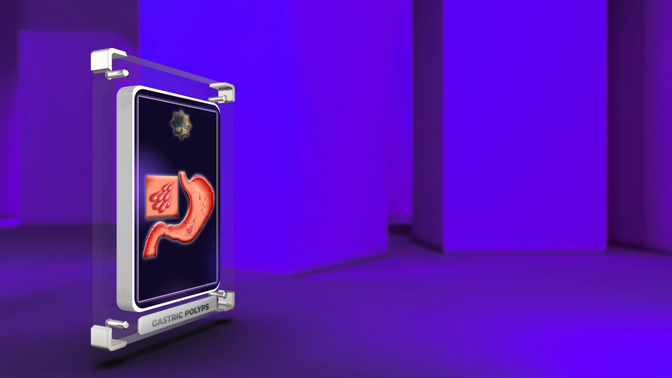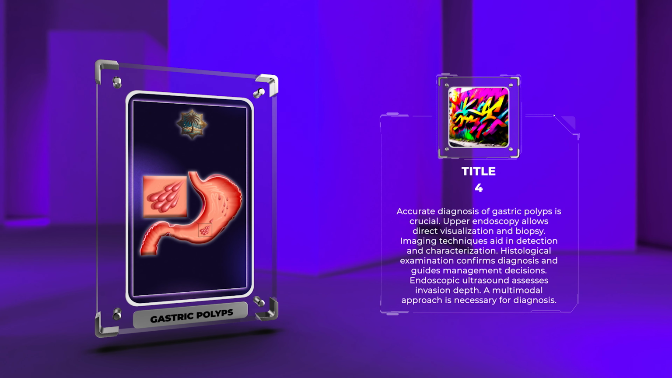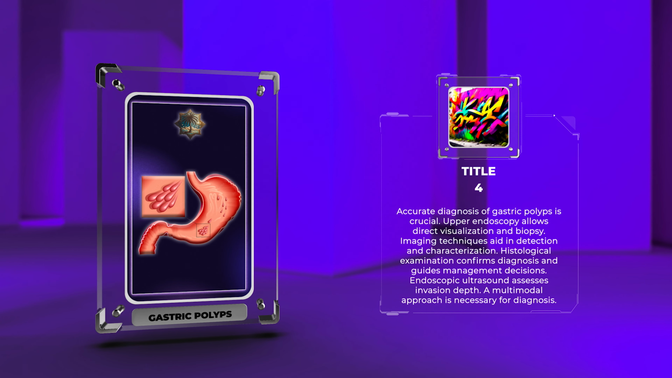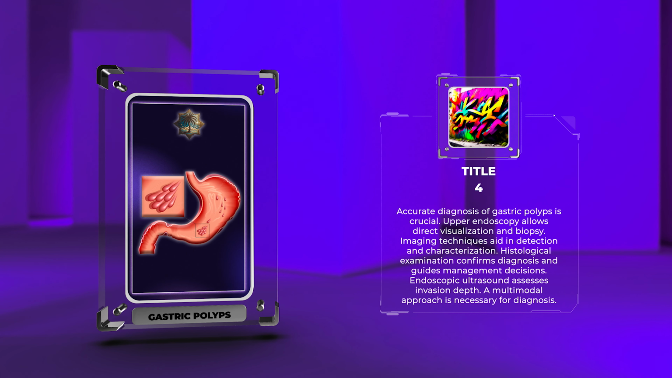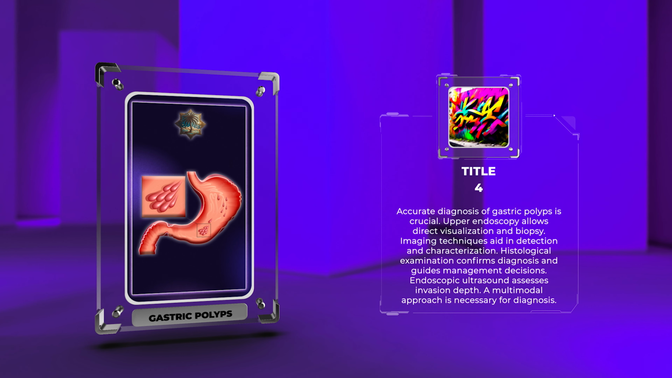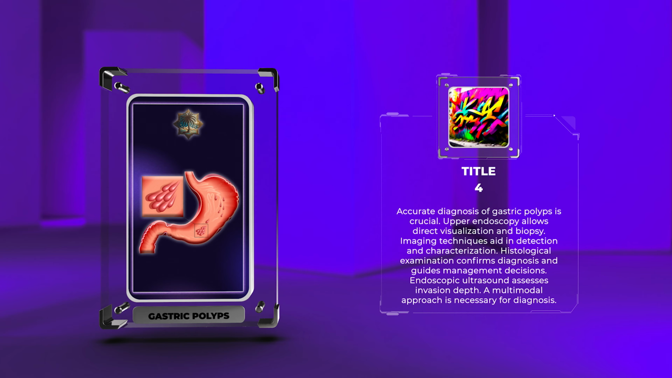Accurate diagnosis of gastric polyps is crucial. Upper endoscopy allows direct visualization and biopsy. Imaging techniques aid in detection and characterization. Histological examination confirms diagnosis and guides management decisions. Endoscopic ultrasound assesses invasion depth. A multimodal approach is necessary for diagnosis.